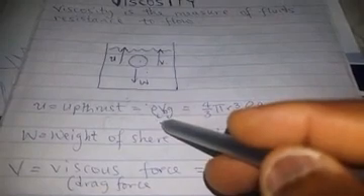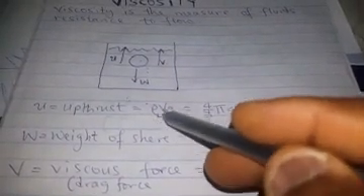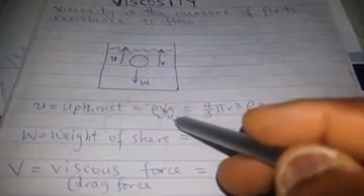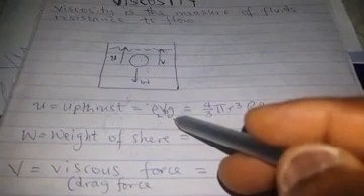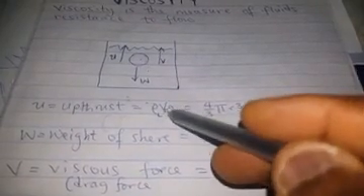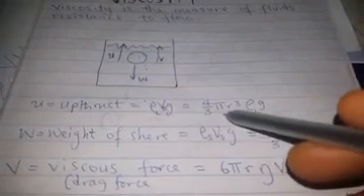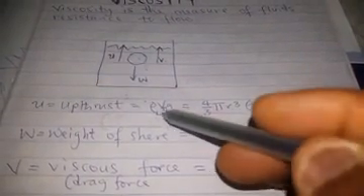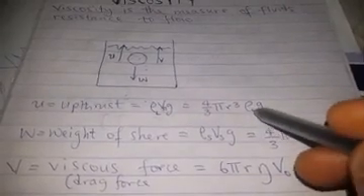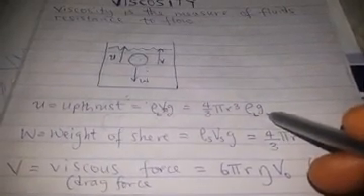Now, what is the formula for upthrust? Upthrust in a liquid is the density of the liquid times the volume of the solid immersed times acceleration due to gravity. That is one definition for upthrust. Here we use a sphere, and the volume of a sphere is 4/3 pi r cubed. Then the density of the liquid, which is rho L, then acceleration due to gravity.